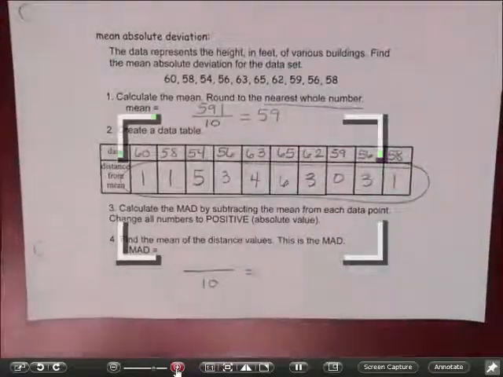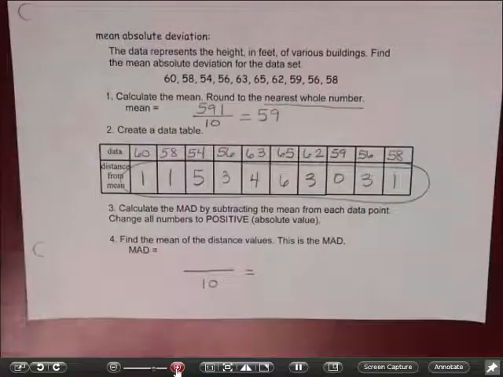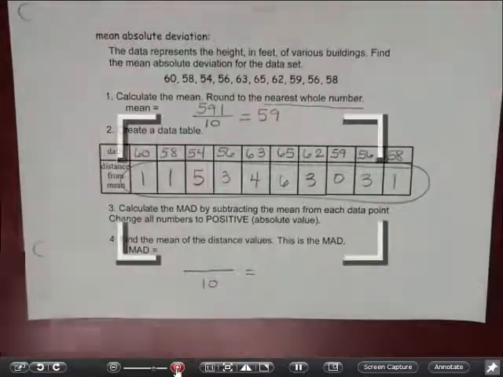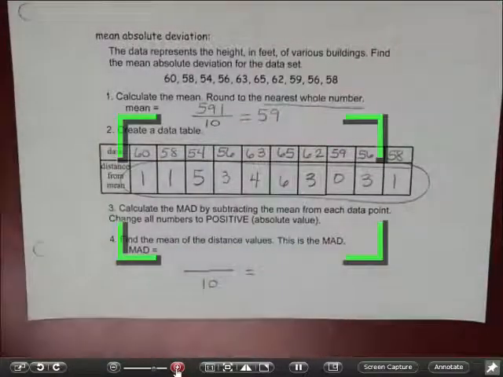Wait, so that's it? Yeah. I told you, it's not hard. It's calculator, but you have to remember your 3 steps. Mean, distance, mean. And if you've got those, or mean, difference, mean, you got it. It's not a hard one because you have a calculator, that saves you on this.